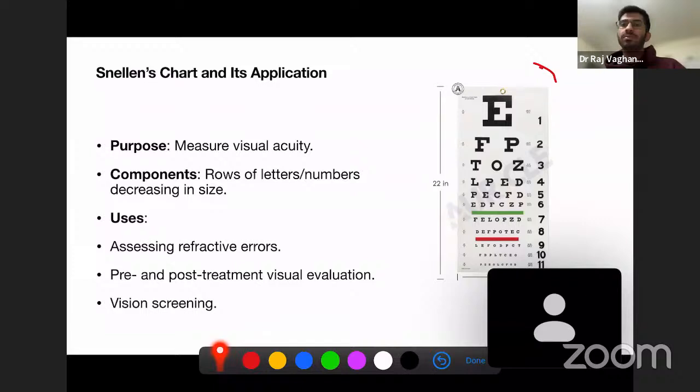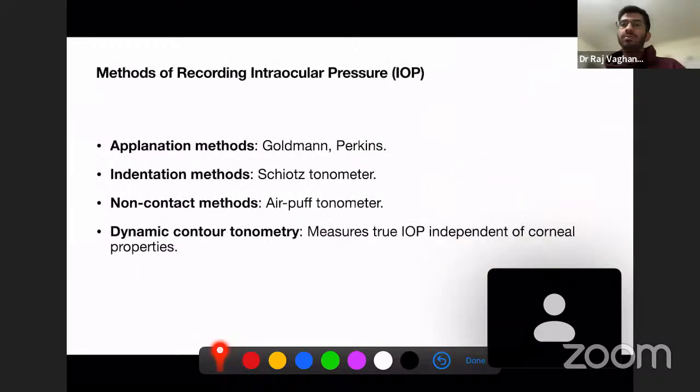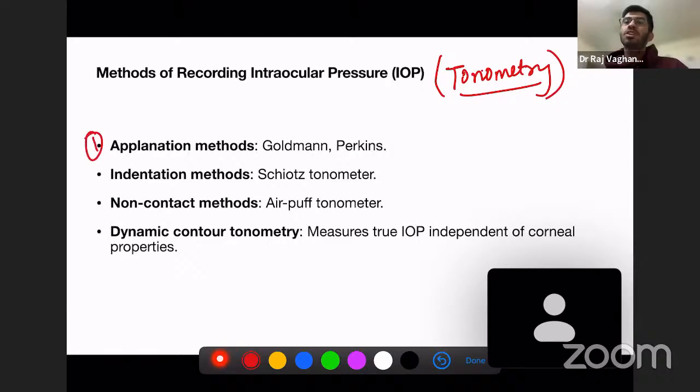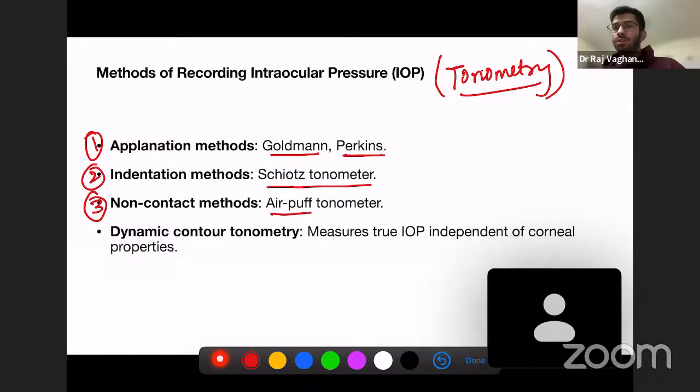Now, the last topic of today's discussion is the methods of recording IOP, or how you measure your intraocular pressure. Intraocular pressure measurement we already discussed in one slide, that is tonometry. So tonometers are used. We have applanation methods, which include Goldmann and Perkins tonometer. We have indentation methods, which include Schiotz tonometer, and non-contact methods, which include air puff tonometer.